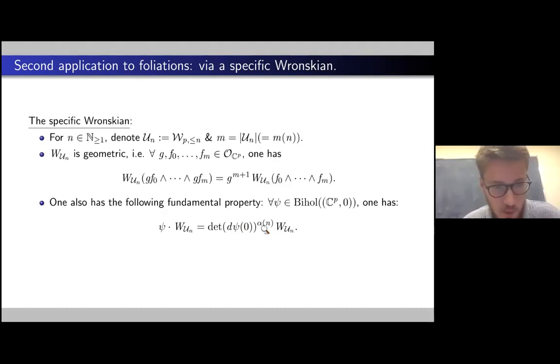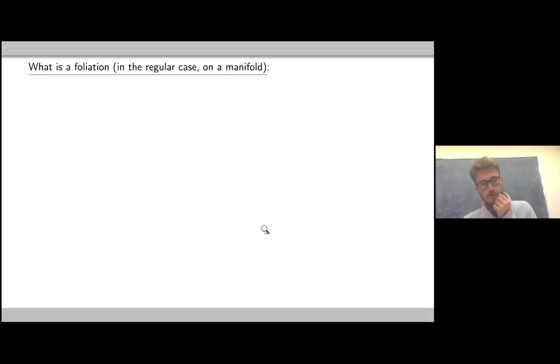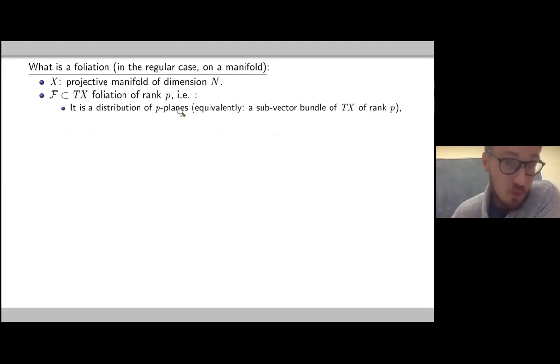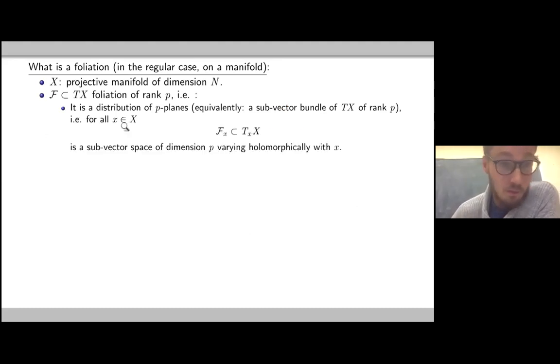Now let us see how to apply that to foliations. So first, I have to recall what a foliation is. So the easy case, the regular case on a manifold: we take X a projective manifold of dimension n, and we consider a foliation of rank p. So what does it mean? It means that we have a distribution of p-planes, or another way to say it is that we have a subvector bundle of rank p, namely that for every point x in X, the fiber over x of the foliation is a subvector space of dimension p, and it has to vary holomorphically with x.